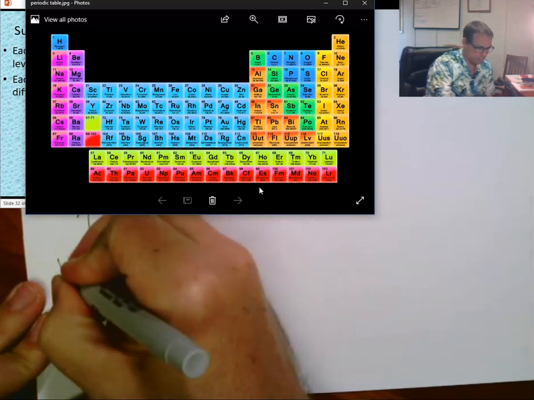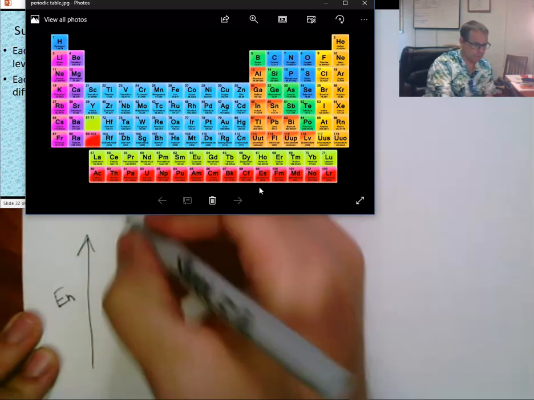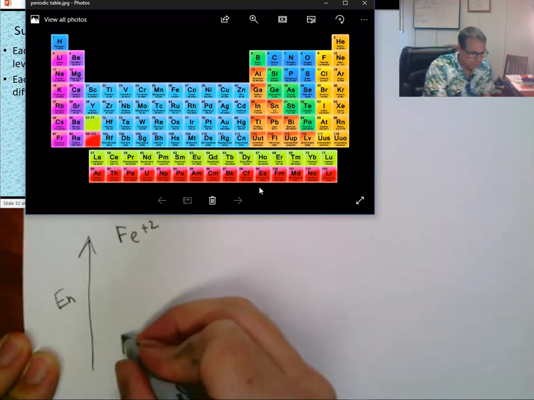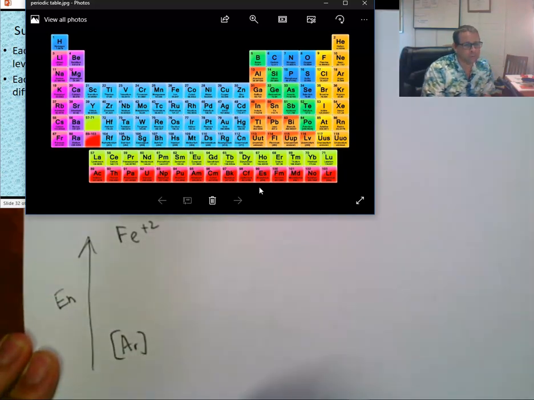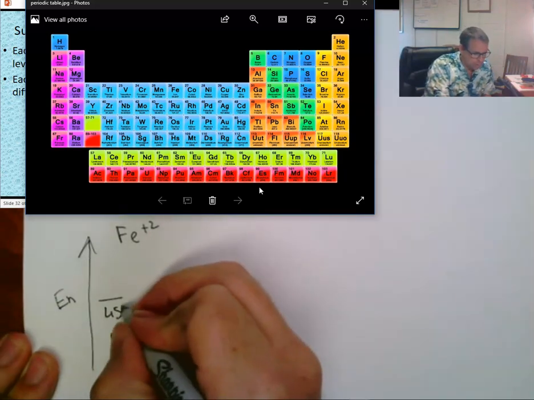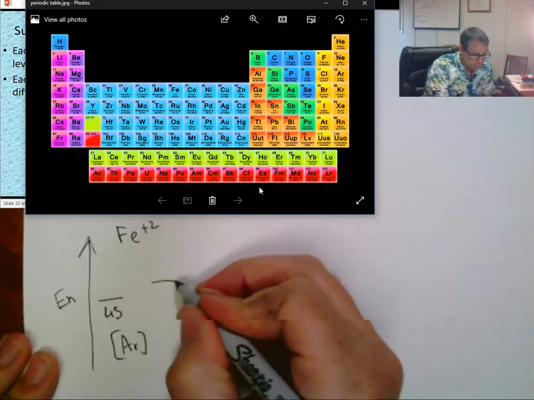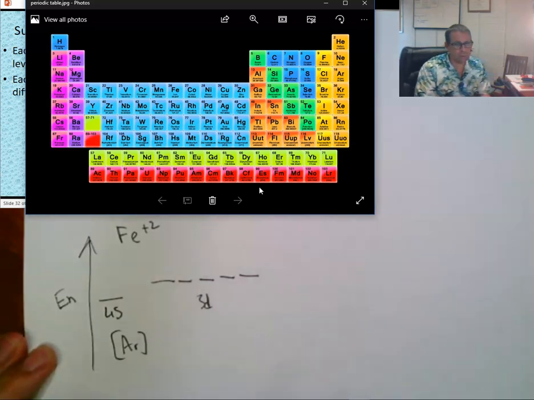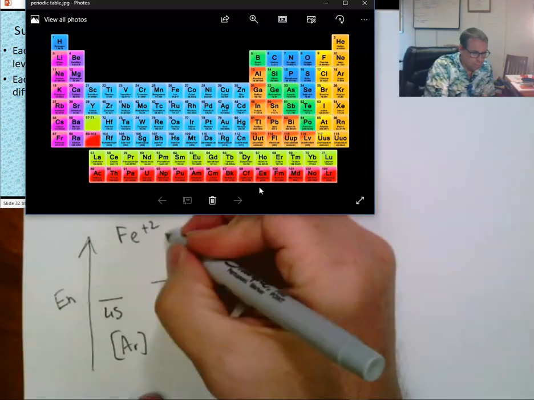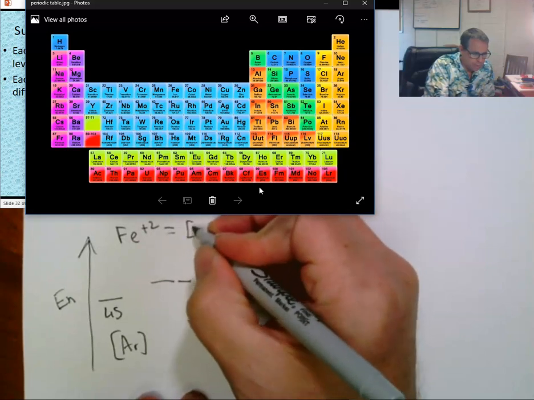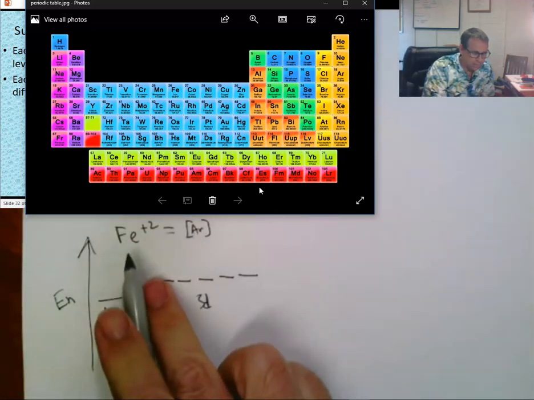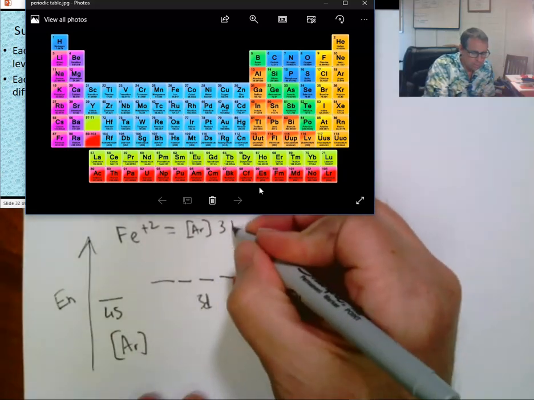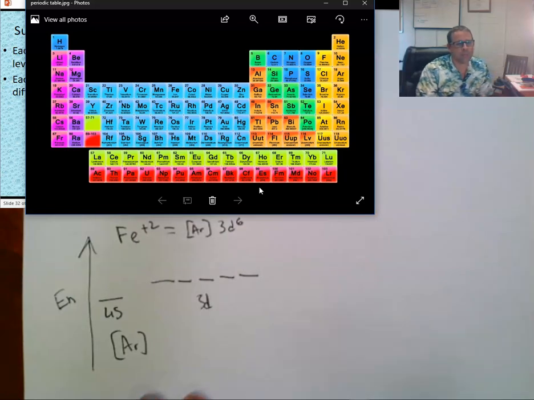Now I'm definitely going to use a shortcut. There's my energy. I'm going to draw the electron configuration for the iron +2 ion. I'm just going to say argon core, 4s2, and then our 3d, because I don't have time in my life to redraw it over and over. The electron configuration for the iron 2+ ion is argon with 3d6.